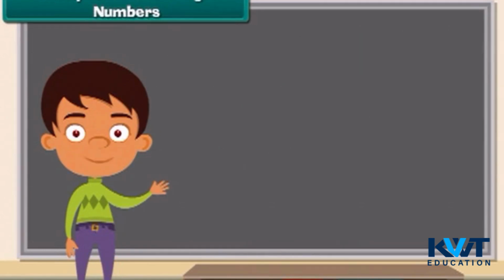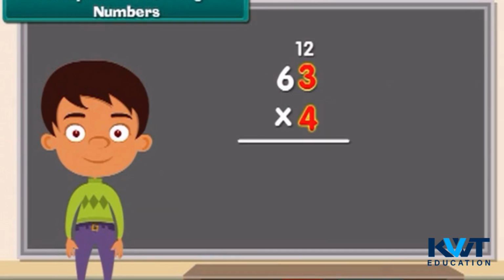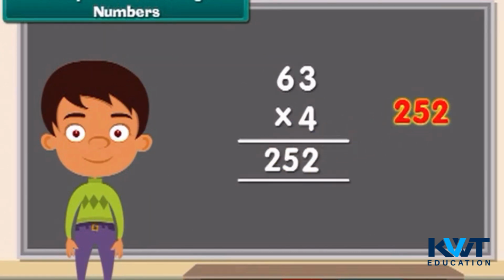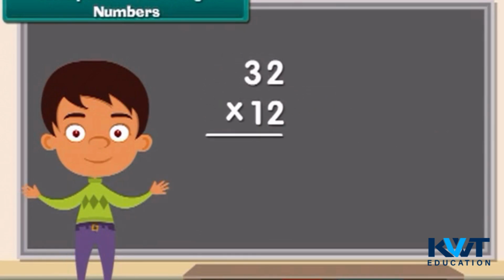Multiplication of two-digit numbers. Let us now learn to multiply two-digit numbers. Let us multiply 63 by 4. Firstly, multiply 3 by 4. 4 into 3 is equal to 12. Place 2 under the line at the ones place. Write 1 above 6 at the tens place. Then multiply 6 by 4 and add 1 above 6. 4 into 6 plus 1 is equal to 25. Place 25 below the line. Answer is 252. Now let us multiply 32 by 12.